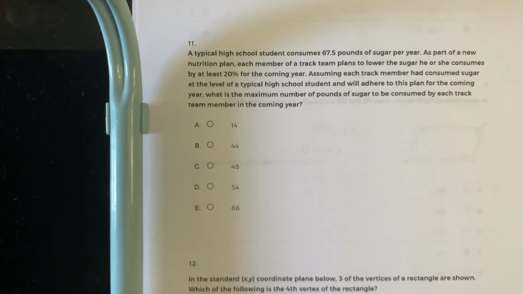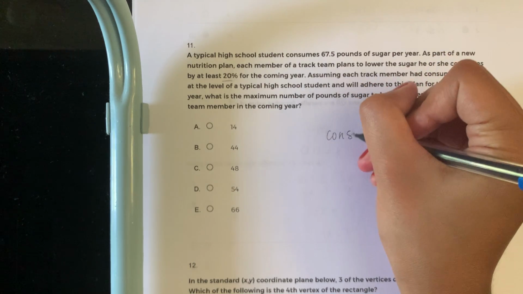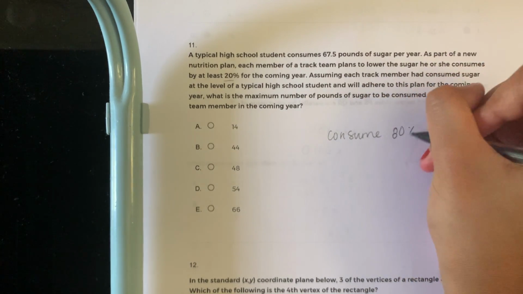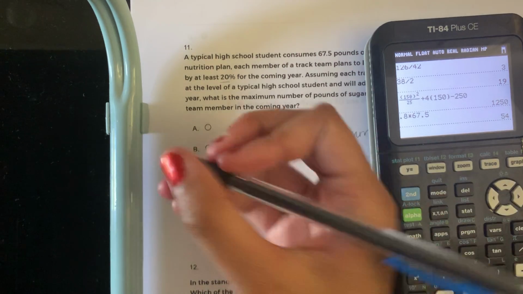So a typical high school student consumes 67.5 pounds of sugar per year. As part of a new nutrition plan, each member of a track team plans to lower the sugar he or she consumes by at least 20% for the coming year. Assuming each track member had consumed at the level of a typical high school student and will adhere to this plan for the coming year, what is the maximum amount of sugar that they consume? Okay, so since they're decreasing it by 20%, they're going to consume 80%. So let's just look at 0.8 times 67.5. So the maximum they can consume is 54. So that's D.